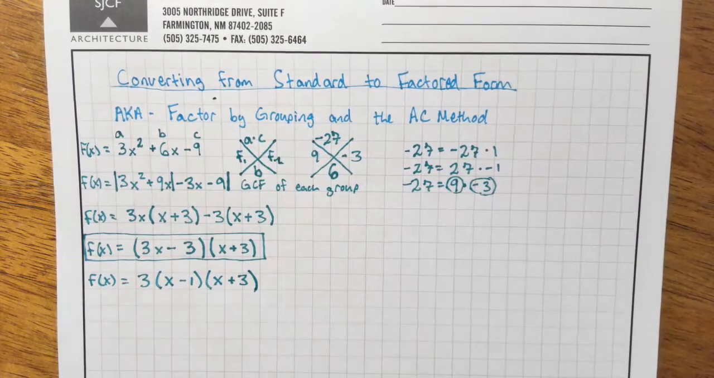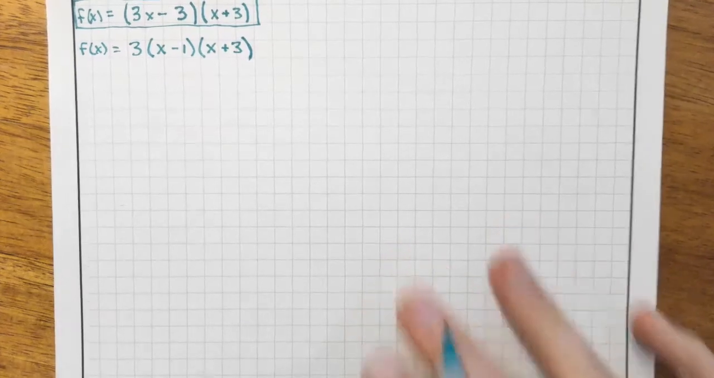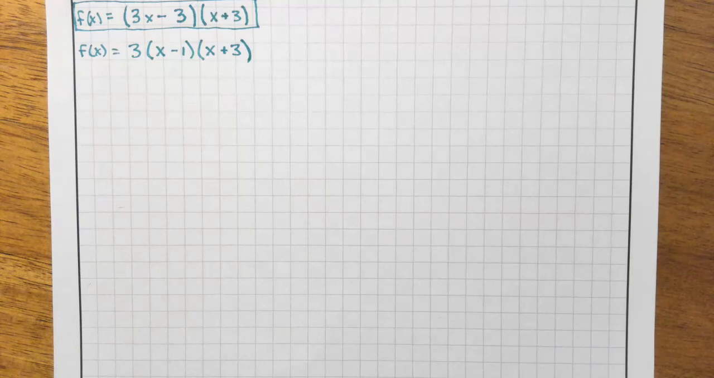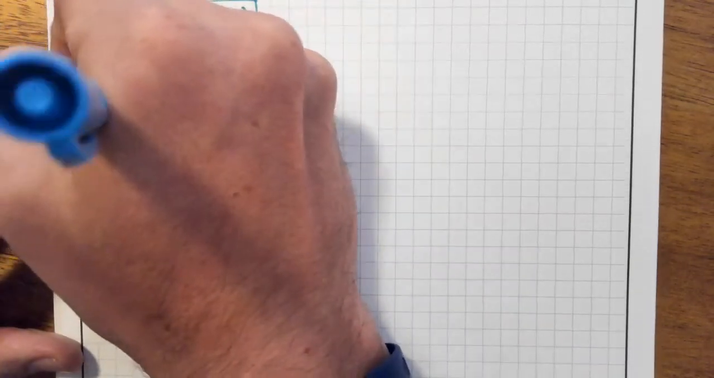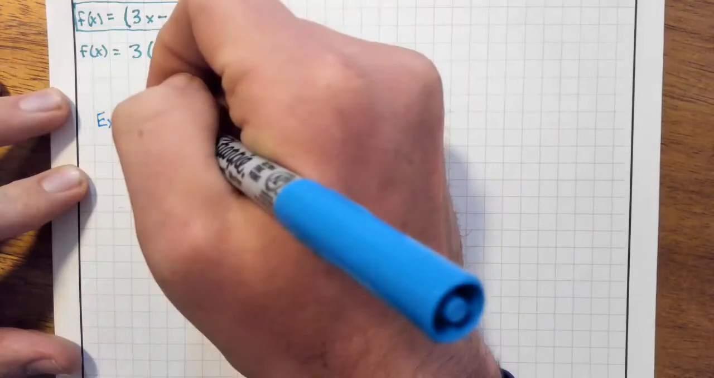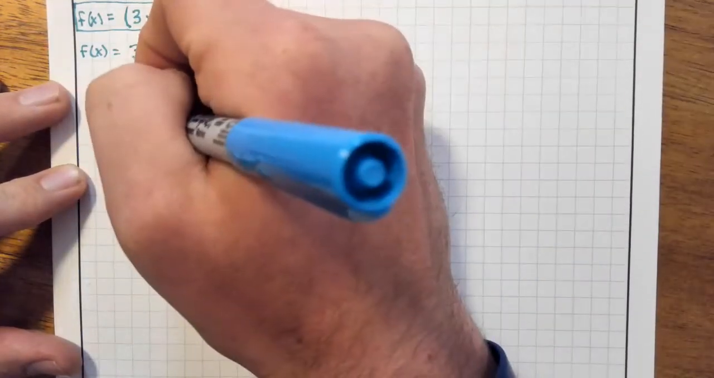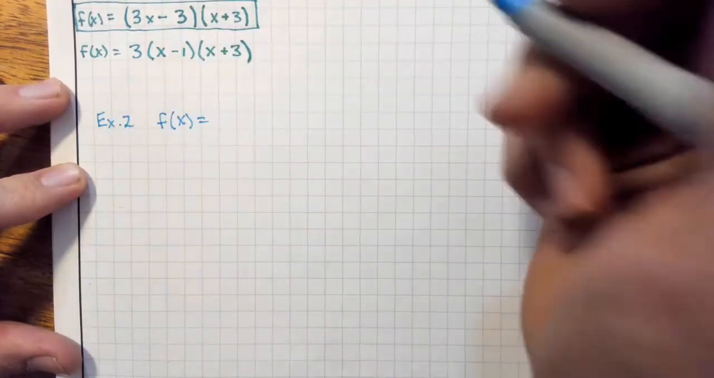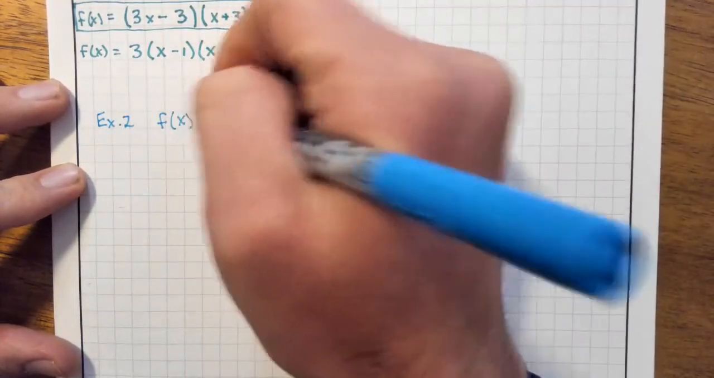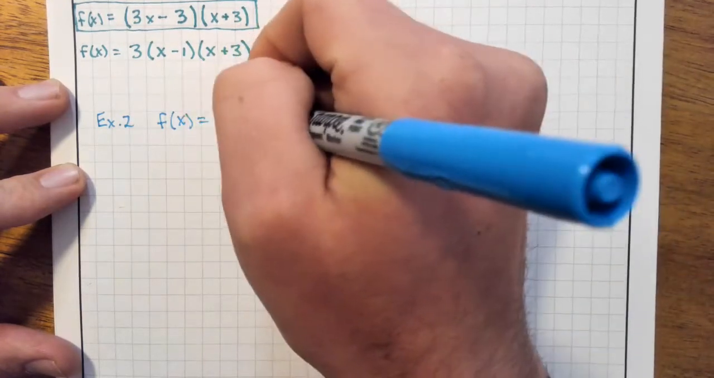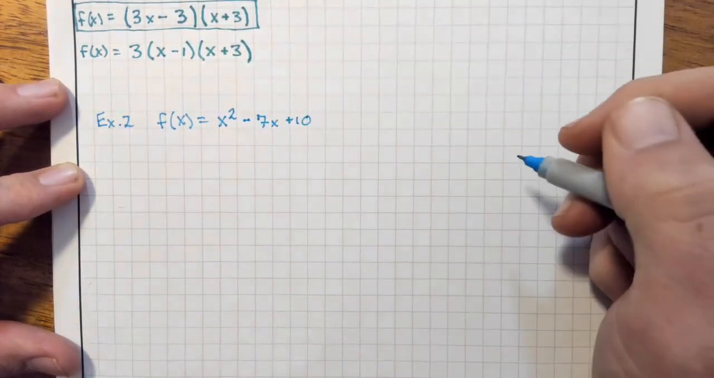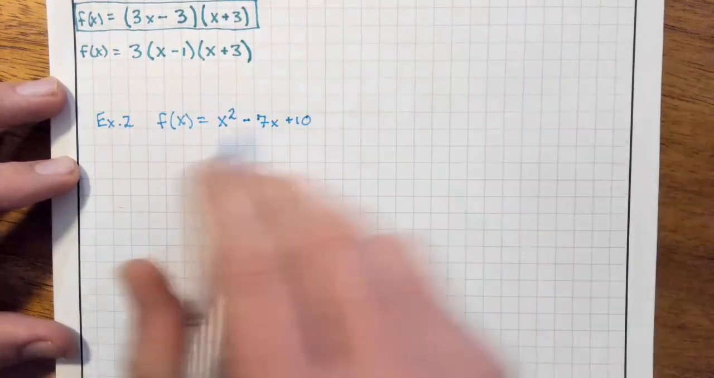All right, maybe we can try one more factor by grouping problem. Let's go like this. Example number 2, yeah? Work through one more with you in this video and then we'll call it a day. So example number 2. Let's convert this function from standard form to factored form. So f of x equals, make this one a lot easier for you, x squared minus 7x plus 10. So we can use the same exact method for this as well.